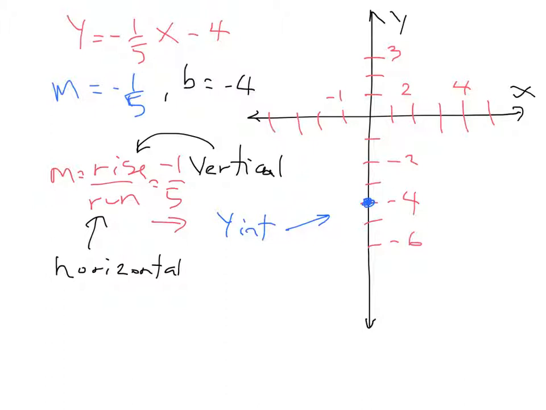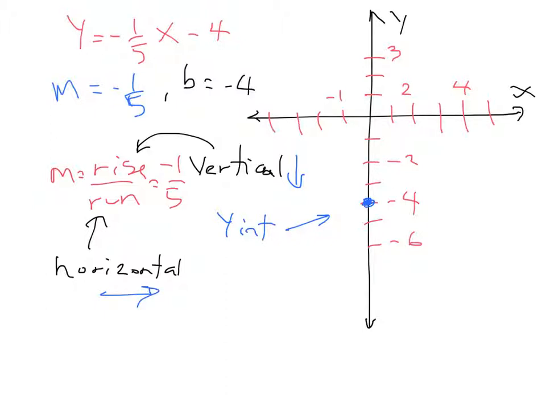Let me do that in different colors so we understand that. Very important: vertical movement is negative 1, which means I'm going to move down. Horizontal movement is 5. Horizontal is positive, which means I'm going to move to the right.